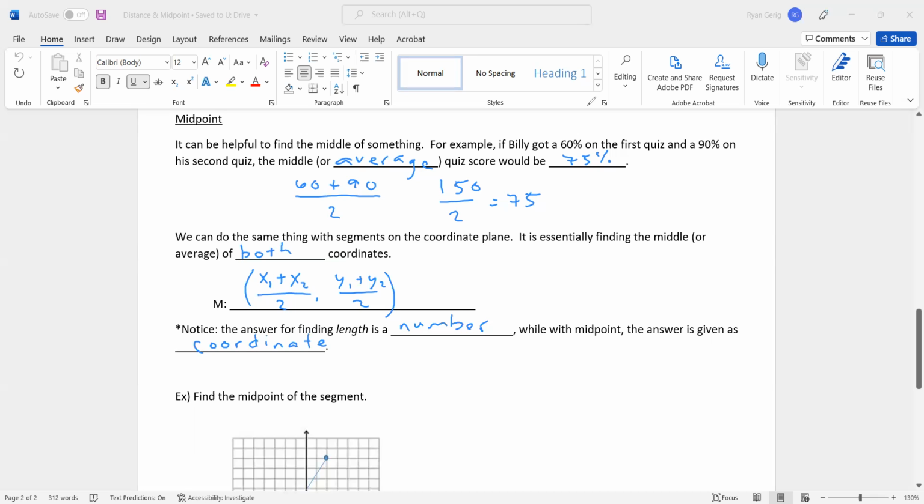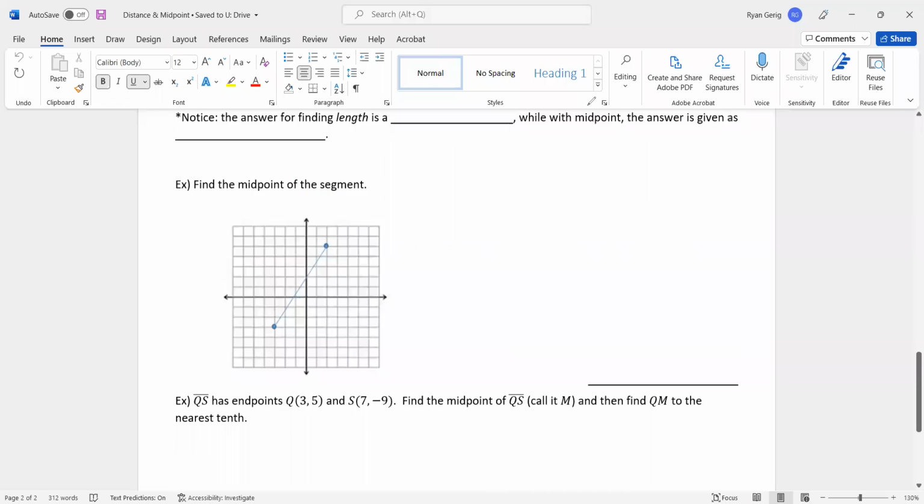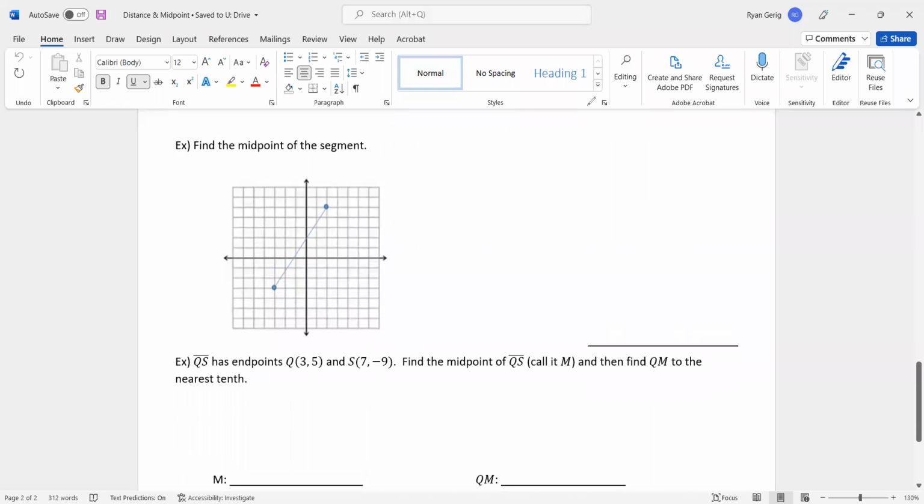All right. A couple examples with midpoint. Find the midpoint of the segment. So what I want to do is name these points. So that's 2, 5. Make sure you get these right. If you get these wrong, it's going to mess up everything. -3, -3. Okay, so I'm going to find the average of the x's. So the x's are 2 and -3. I'm going to add those up and divide by 2. Then I'm going to find the average of the y's, which is 5 plus -3 divided by 2.